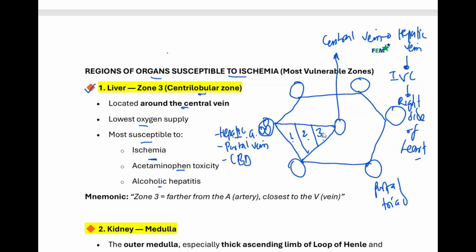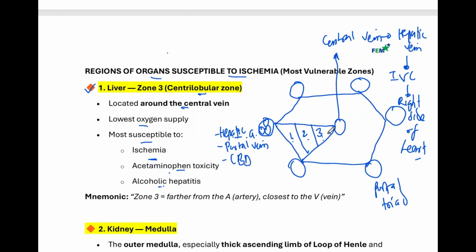Why? Because in zone 3, that's where the acetaminophen and the alcohol are mostly metabolized. And once they are metabolized, there's release of metabolic toxin. Those metabolic toxins are going to affect zone 3. So that's why zone 3 is also more prone to acetaminophen toxicity and alcoholic hepatitis.